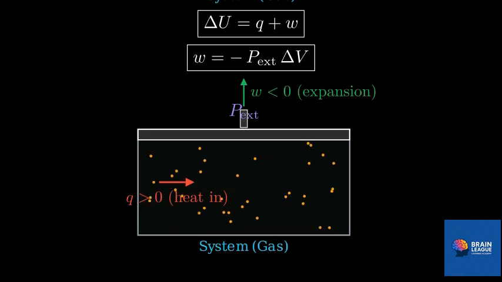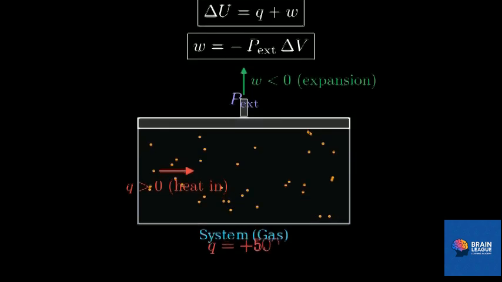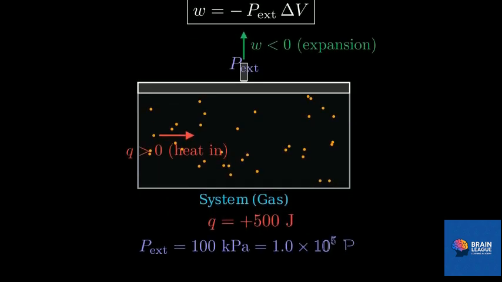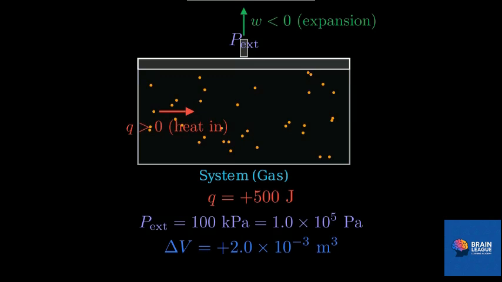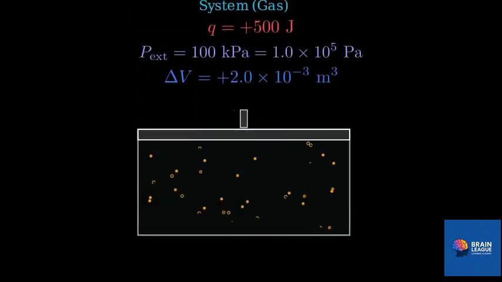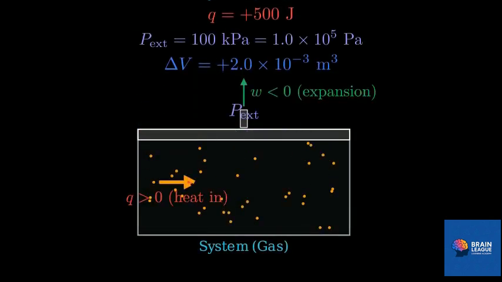Now, a quick worked example with easy numbers. Suppose in one step, the system absorbs heat of plus 500 joules, and it expands against a constant external pressure of 100 kilopascal with a volume increase of 2 milli cubic meters. We will compute W equals minus P times delta V, and then delta U equals Q plus W. First, imagine the piston lifting as heat flows in.